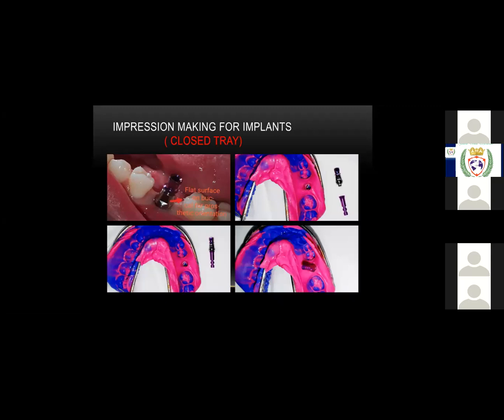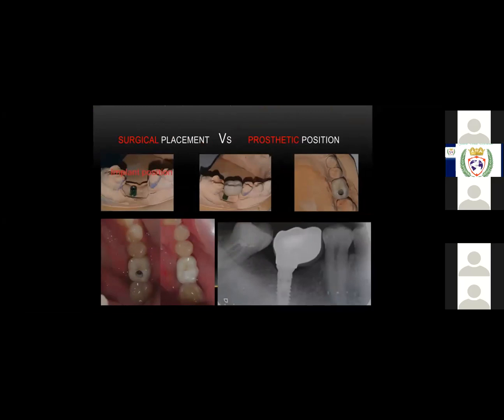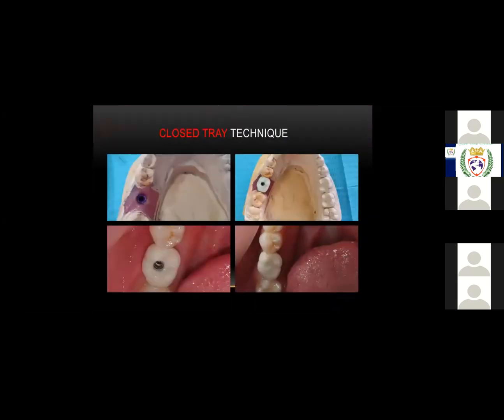So we make the closed tray impression and unscrew the prosthetic impression coping from the mouth, and we attach it to the analog as shown in the third picture down there, and we put it into the impression with the analog there, and we are going to make a cast out of it.